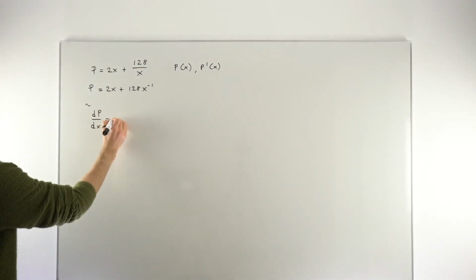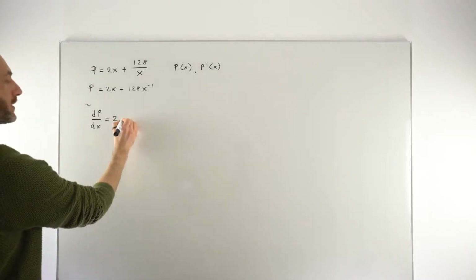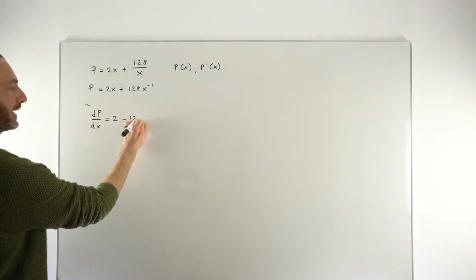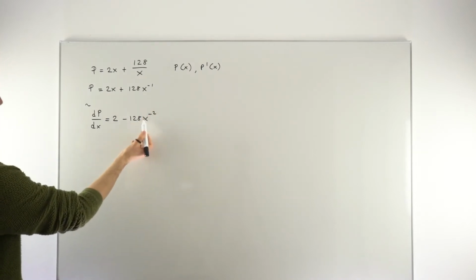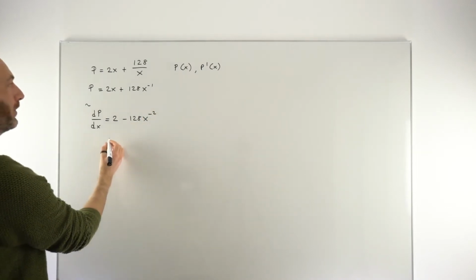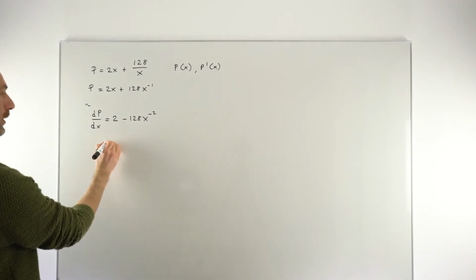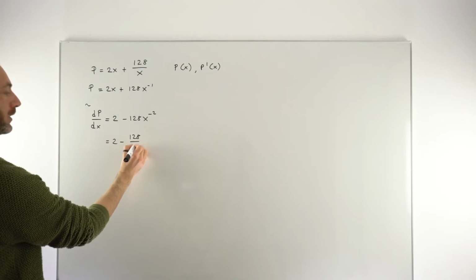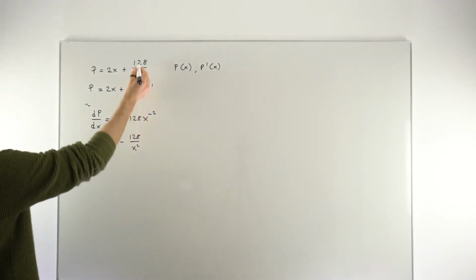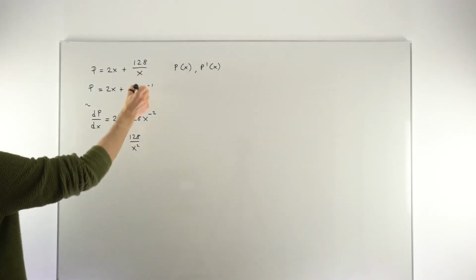So the first term, 2x, differentiates just to 2. Second term, using the power rule, will be minus 128x to the minus 2. Anytime these come out to have a negative power, it's always good just to put that back as a positive power. So this would be 2 minus 128 over x squared. So that's just using the reverse of this rule we used to go from here to here.